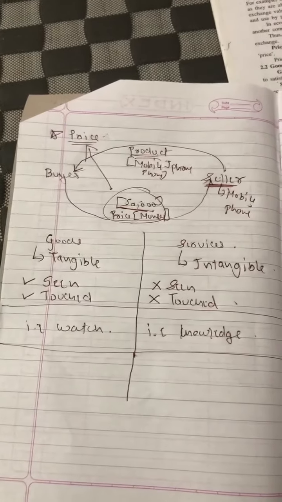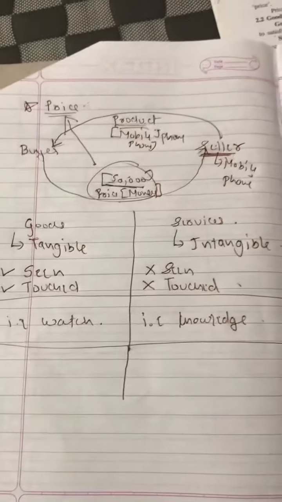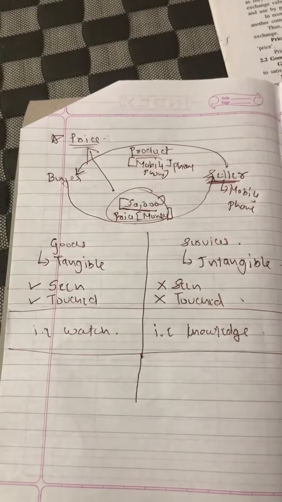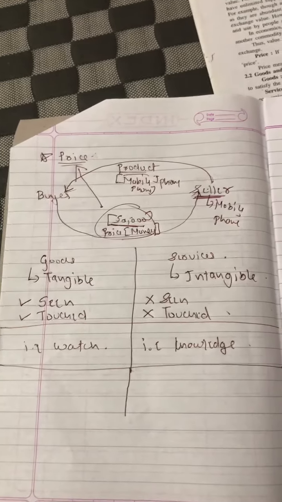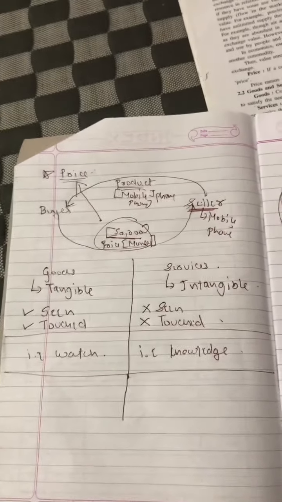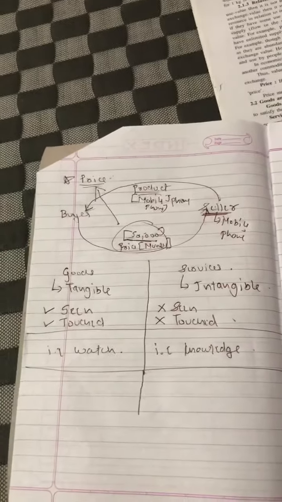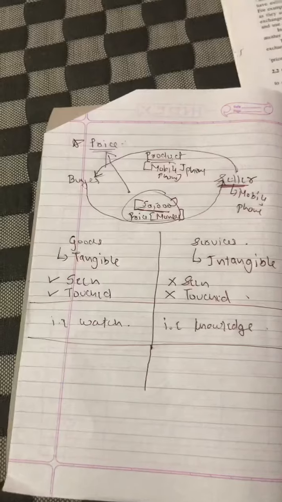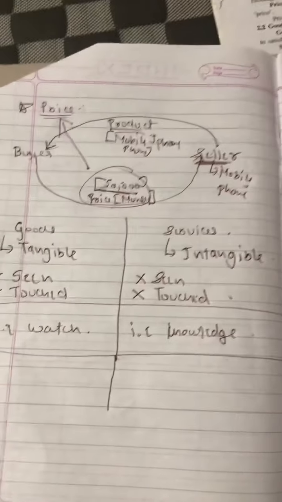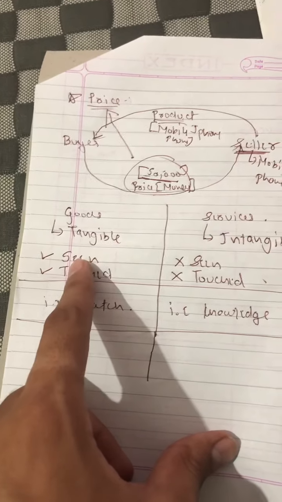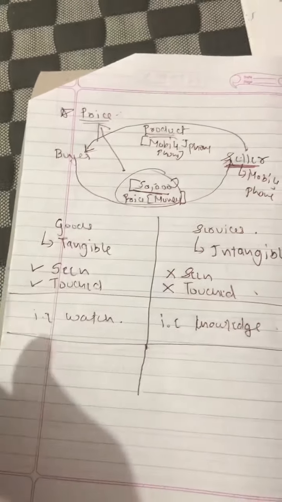The last topic that we are going to study right now is goods and services. Now, what do you understand by the term goods and what do you understand by the term services? Goods are tangible and services are intangible. Confused? Not understanding anything? Okay. Now, let's get into practicality. Tangible. Goods can be seen. Goods can be touched. Right or wrong?